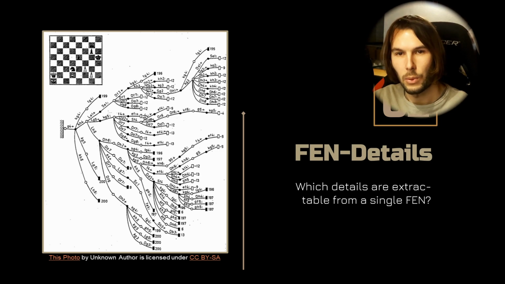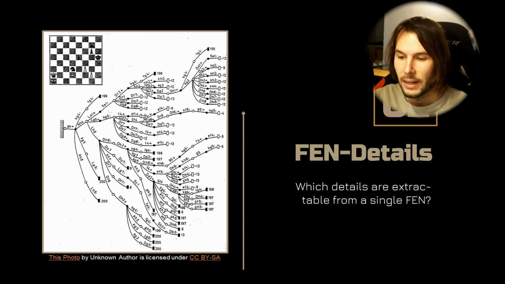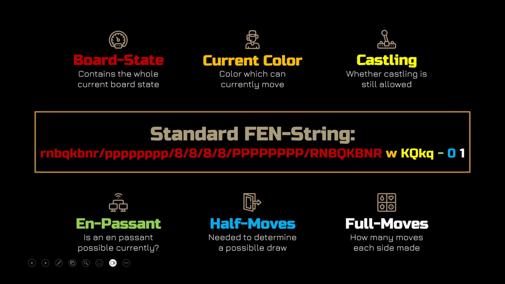So just as a quick recap, what are FEN strings exactly? We have on the left side how a game looks when you pick G4 as the first move. And as you can see, it's quite difficult to manually capture the board state. That's where FEN strings come into play, and they look like this. In the middle, you can see a standard FEN string. I will move my camera out of the way quickly. And it includes the board state, the current color, castling options, en passant, half moves, and full moves. So far, so good. We already know that.